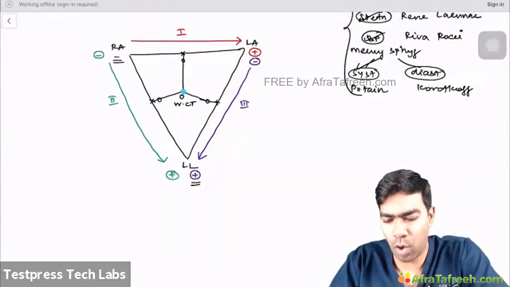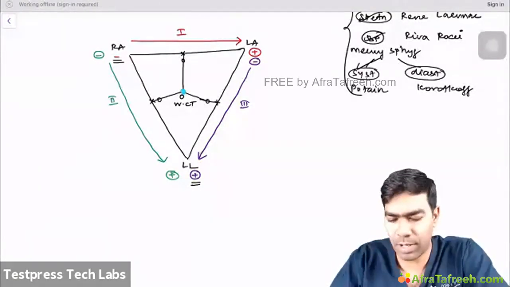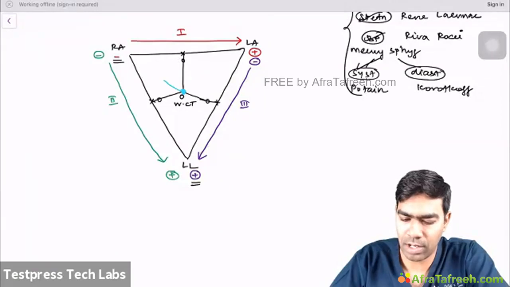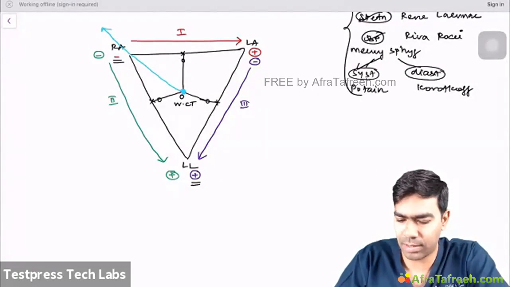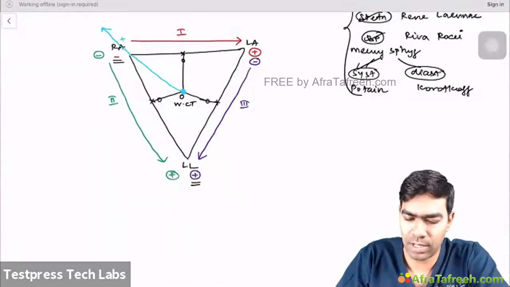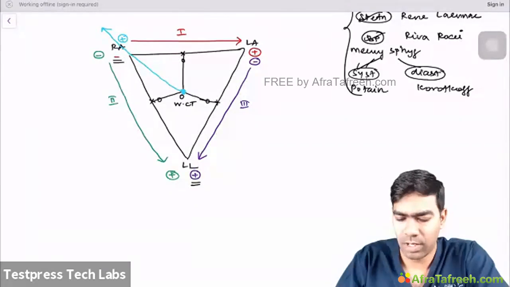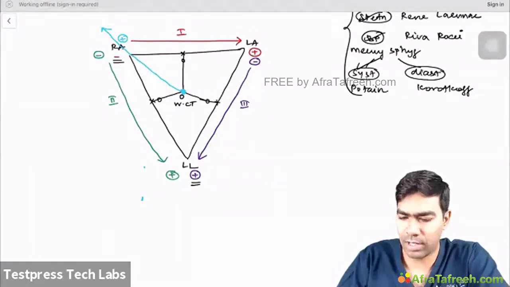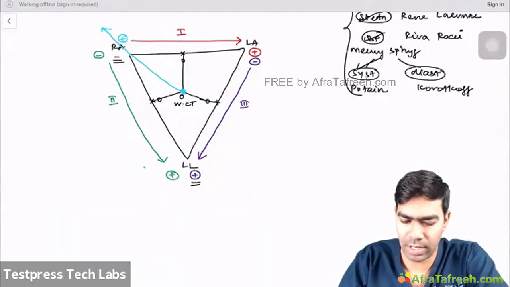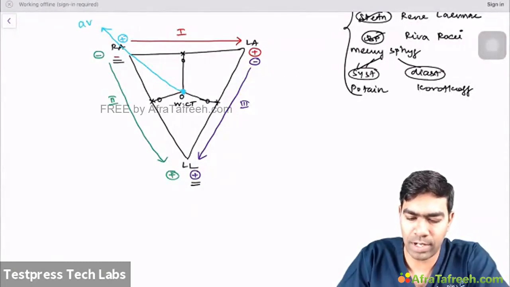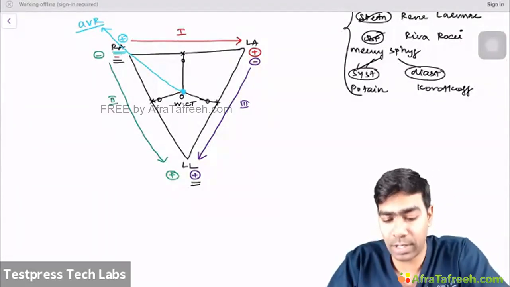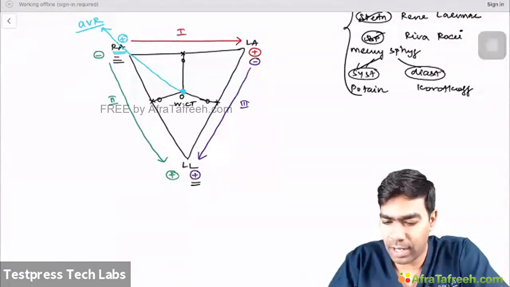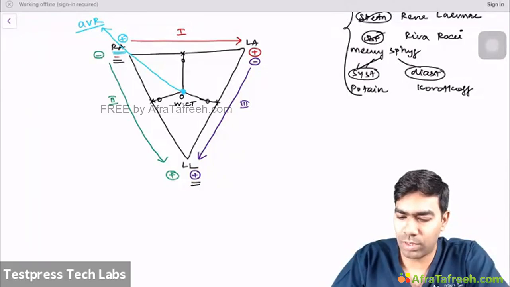So if I take a 0 point, that is the Wilson central terminus, and draw a lead towards a particular limb, for example towards this lead, I assume this as 0, and I assume this right arm as positive. Now I'm creating a new kind of lead. So this is a new lead. I'll be calling it by a different name, an augmented lead called AVR. Since it's moving towards the right arm, this is called an augmented limb lead, that is A, V, and R.